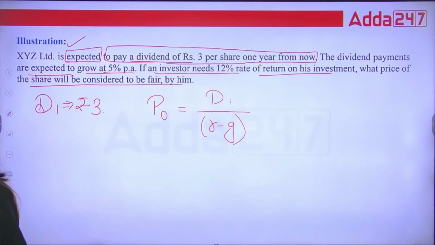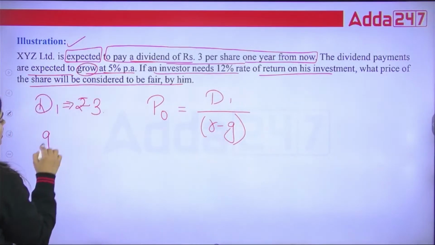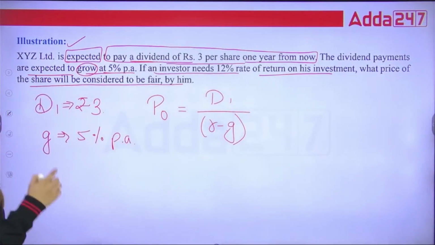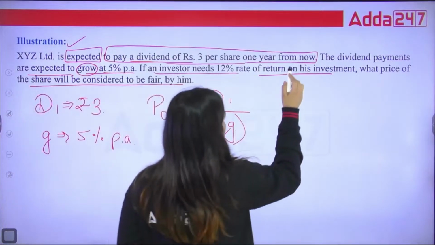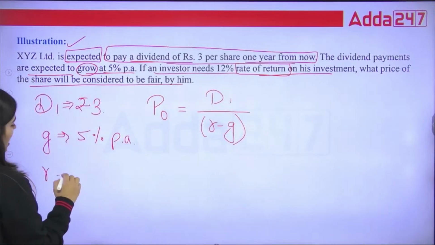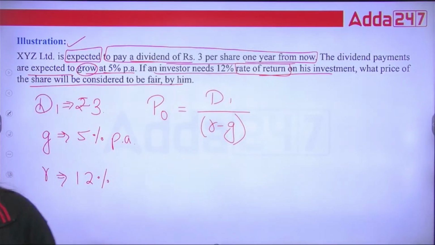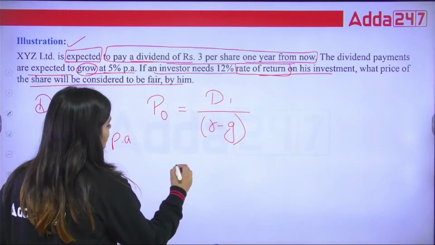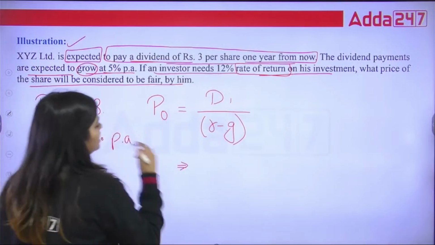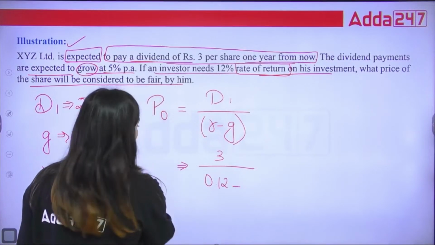Next, they are saying expected growth. Growth means your G. Your G is 5% per annum. And I told you for the discounting, we need to use the rate of return. We need to adjust with the inflation. So your R is what? 12%. So what we need to do in this is put these inputs in this formula. D1 is your 3. R is your 0.12. Growth is your 5%.